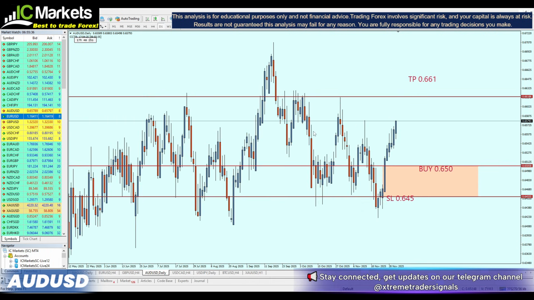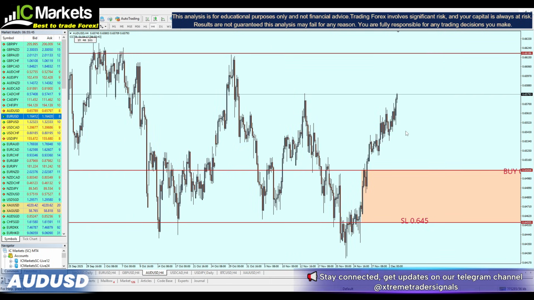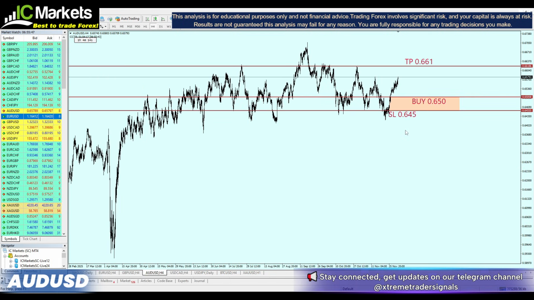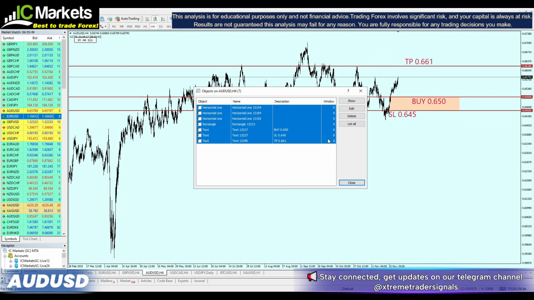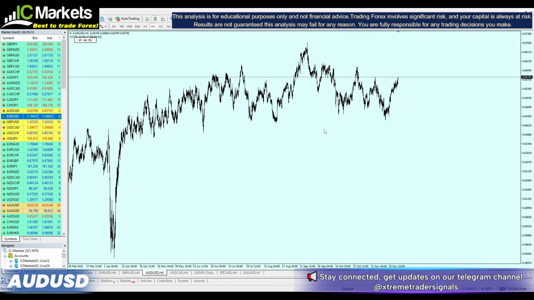AUD USD is actually going in the right direction. Thankfully, we have figured out the right direction, but again, the signal hasn't been triggered at all. And as you can see, AUD USD just keeps rising. So now what is going to happen next with this pair? First of all, now deleting the old signal, and let's now say something.